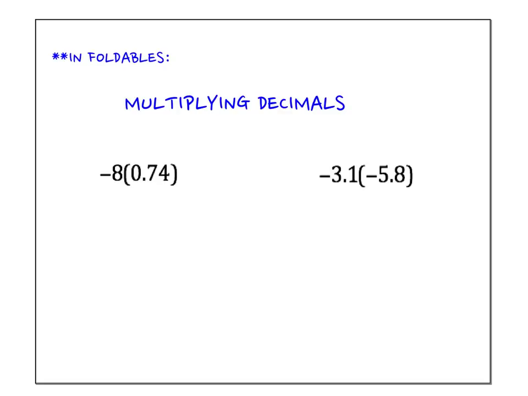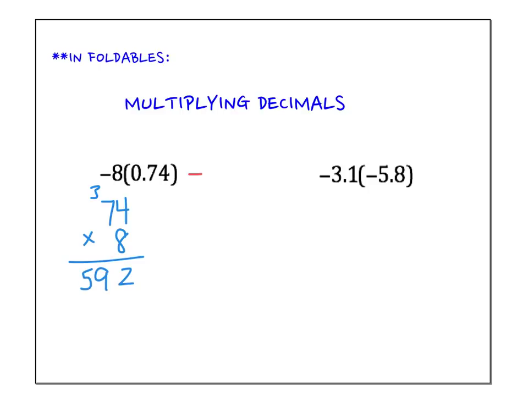Back to our notes and back to looking at negative and positives of multiplying decimals. This first example, I have a -8 times 0.74 or 74 hundredths. I see a negative times a positive, so I know that's going to be a negative answer. And when I go to do the actual multiplication, I'm going to set it up as 74 times 8. 8 times 4 gives me 32. 8 times 7 gives me 56, plus that 3 added on top would be 59.